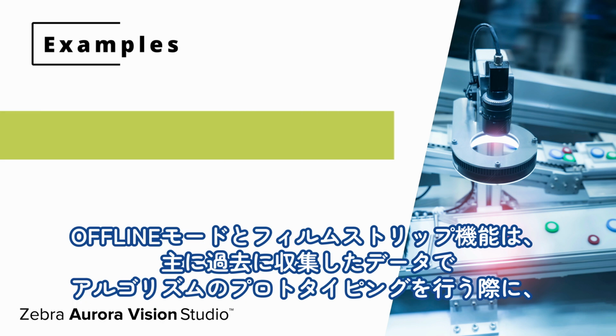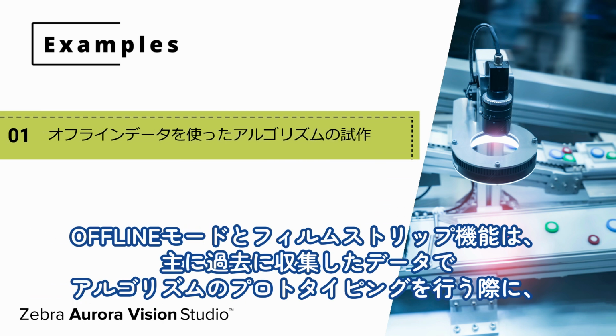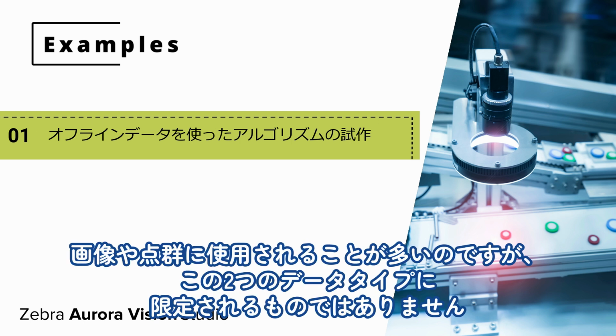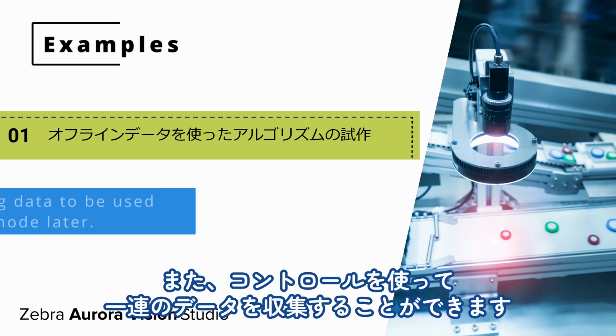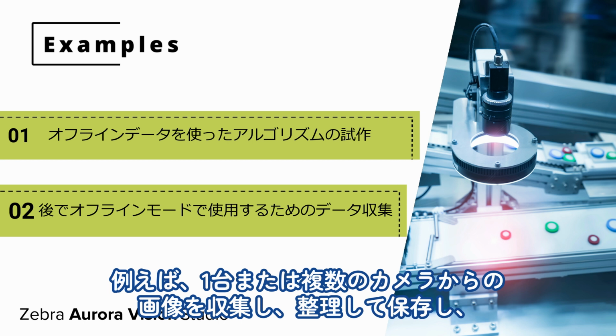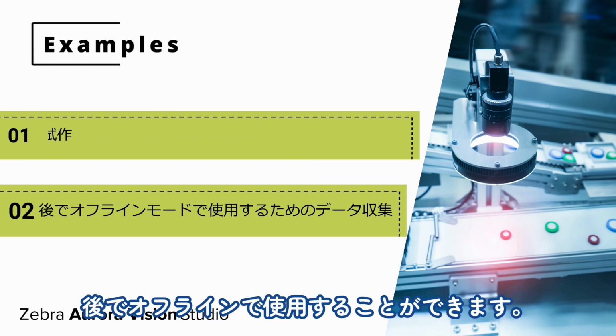The offline mode and Filmstrip features are used primarily in prototyping algorithms using previously collected data, when we have no other access to the camera or other devices. It is often used with images or point clouds, but it's not limited to these two data types. We can also use the control to collect a set of data, for example, images from one or multiple cameras, organize it and store it for later offline use.